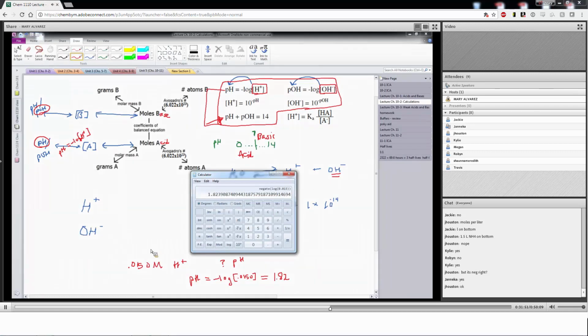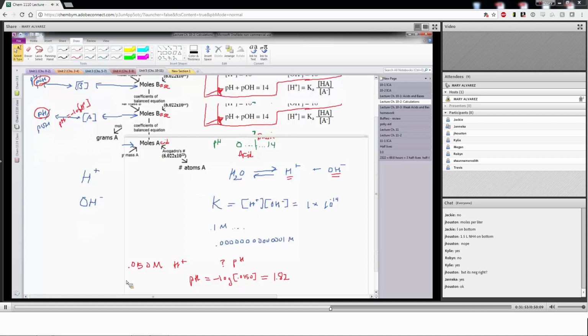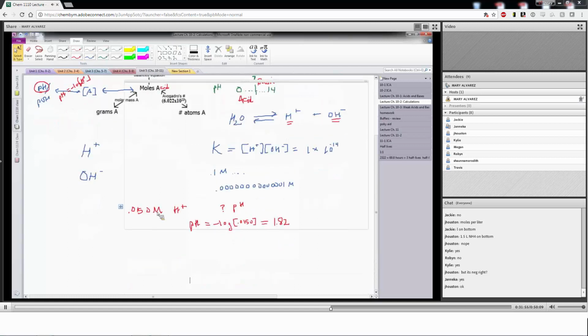Okay. Now, just to make it a little bit more confusing, I might not give you the concentration of the H plus ion. I might give you the concentration of the whole acid. Like I might say we've got, let's say I've got 0.0125 molar HCl solution. And I said, what's the pH of that? All right, we want just the H plus, not the HCl.